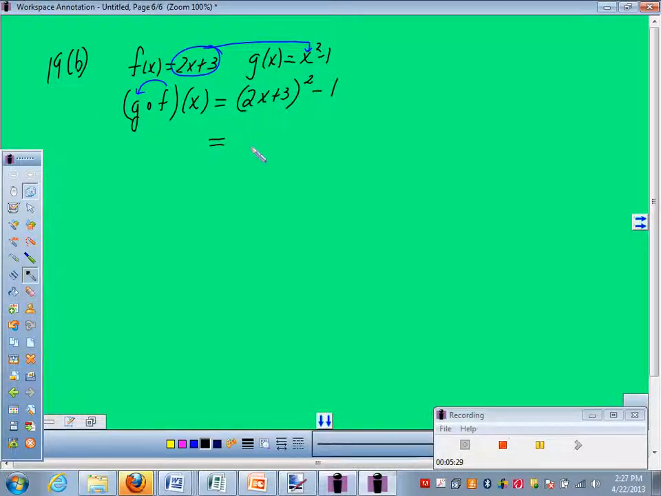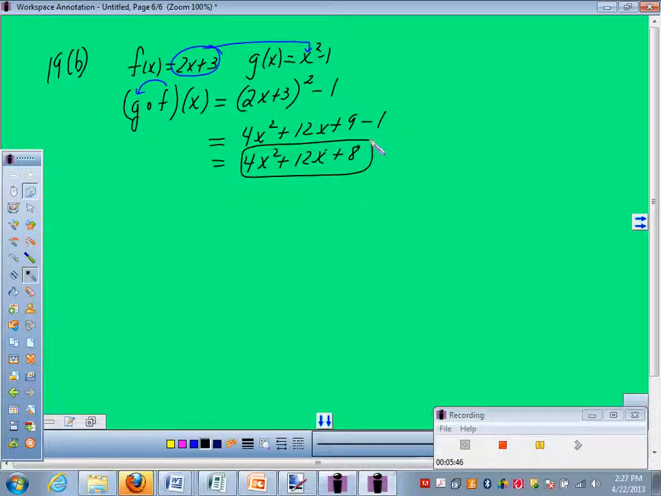So, if I FOIL that, what do I get? 4x squared plus 12x plus 9. There you go. And then I have that minus 1 out there. So in reality, I get 4x squared plus 12x plus 8.